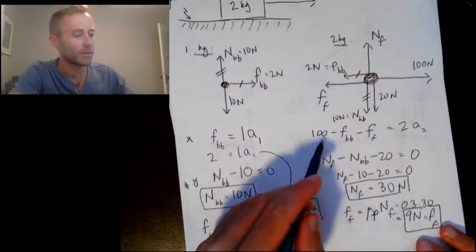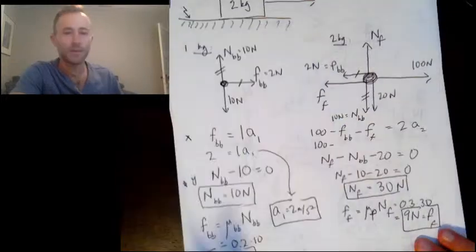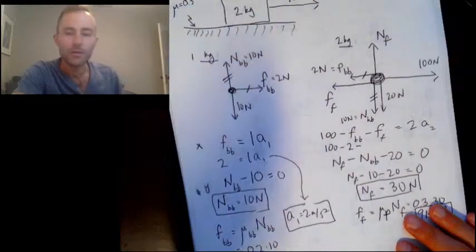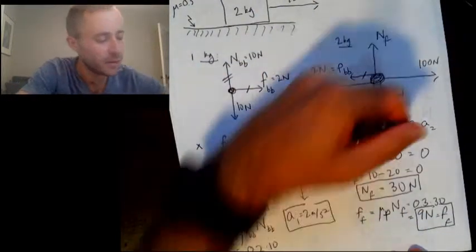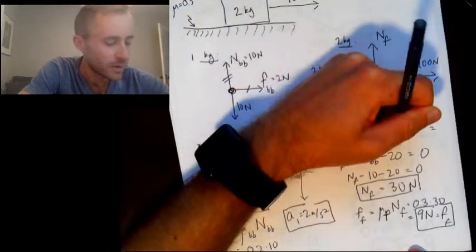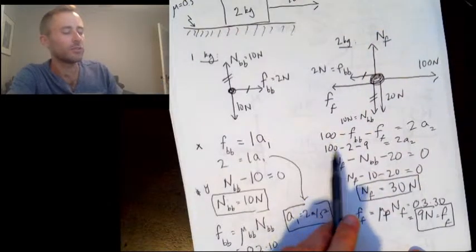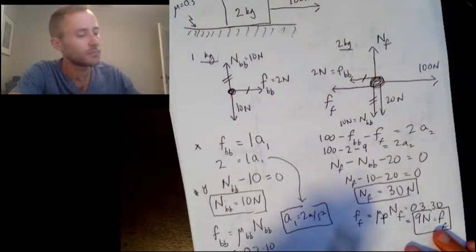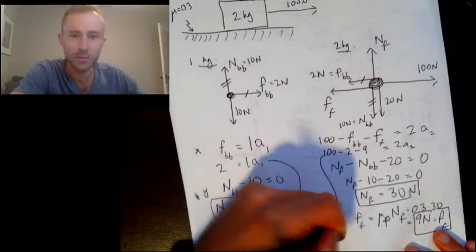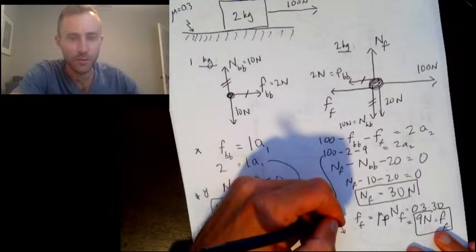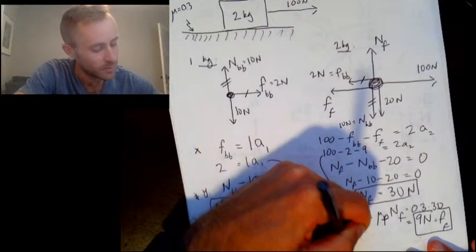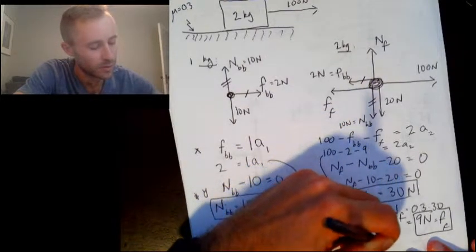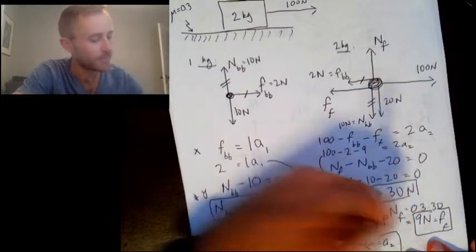Friction between the blocks was calculated to be 2 newtons. Friction from the floor was calculated to be 9 newtons. And that equals 2a sub 2. So that tells me that 100 minus 2 minus 9 equals 2a sub 2. So solving that equation gives me 44.5 meters per second squared equals the acceleration of the second block.